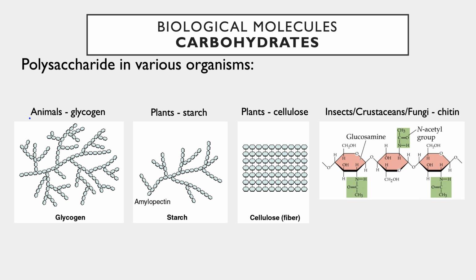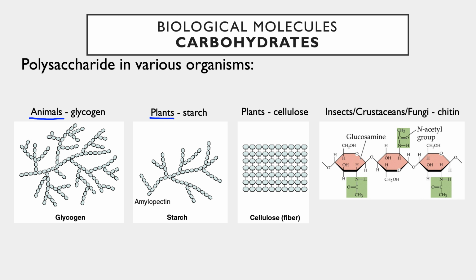Typically, only animals make this, and it is something that is highly utilized to provide energy for that animal. Starch, the polymer we had seen just before, is typically made by plants. It's also a polymer of glucose molecules, but it's made and stored, and it's only really used for energy, but it's not quite as highly branched as the glycogen that you see in animals.